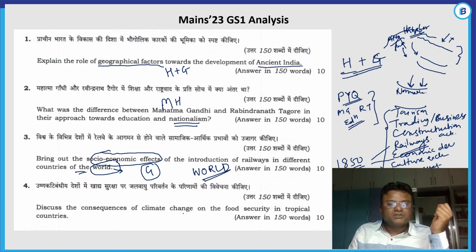Discuss the consequences of climate change on food security in tropical countries. Now this, I would say, is a general question again. This is a pure geography question, but climate change is a very common topic.